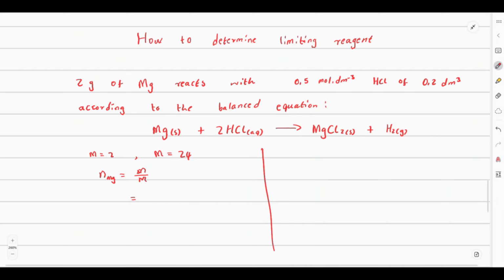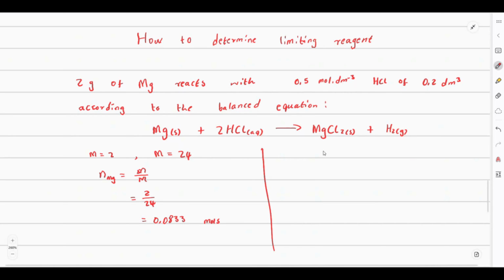And what is my mass? It is 2. What is my molar mass? It is 24. So I want to say 2 divided by 24. That will give you 0.0833, and so on, moles. I'm just going to leave it like this.